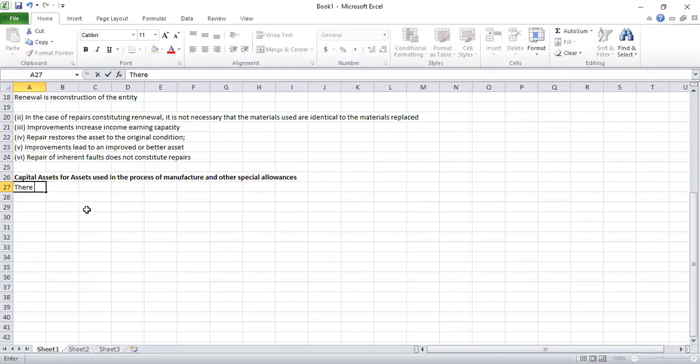There are special capital allowances granted on assets used in the process of manufacture.